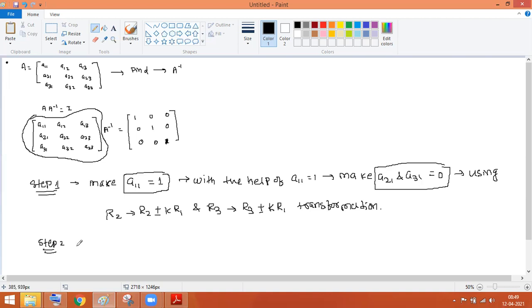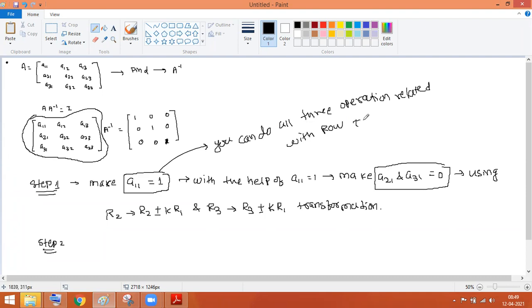Sir, one doubt. Yes, tell me. Sir, for the first step for making A11 1, can't we interchange rows? Like, what if A21 is already 1? You can do all operations here, all 3 operations related to row transformation.